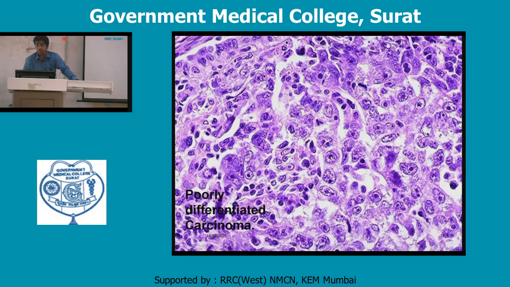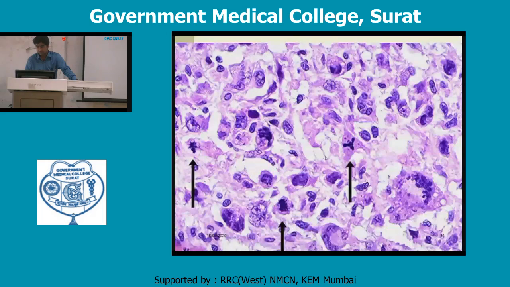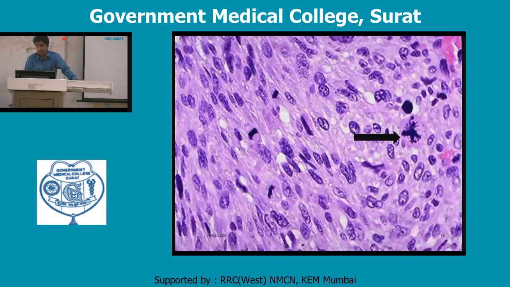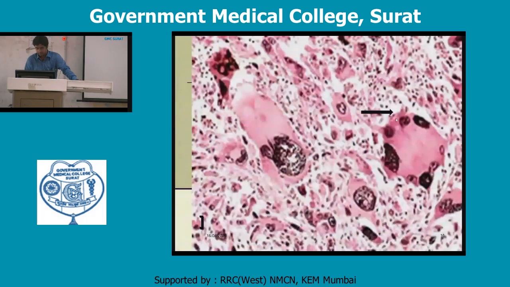Presence of mitotic figures, both typical and atypical mitotic figures, in increased quantity are there. Atypical mitotic figure is a very alarming sign that the tissue is malignant. Presence of multinucleated tumor giant cell.